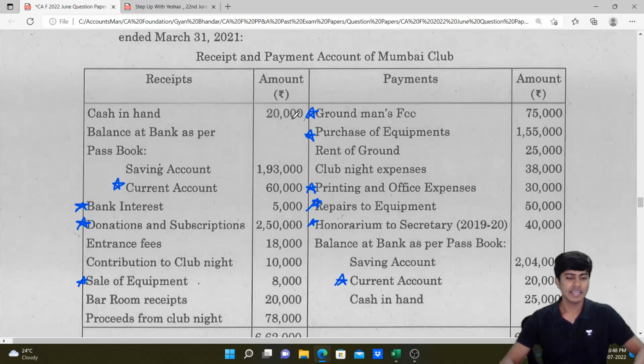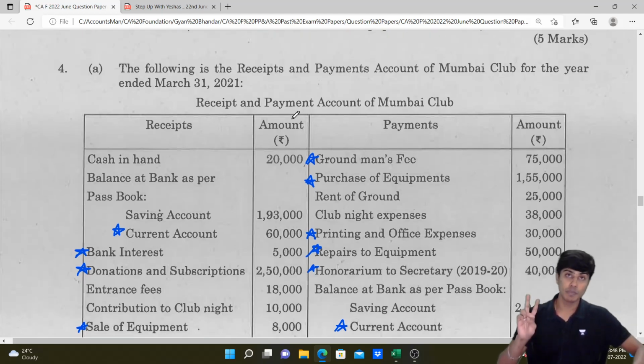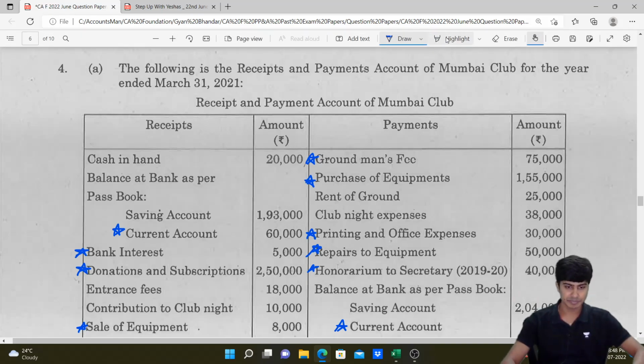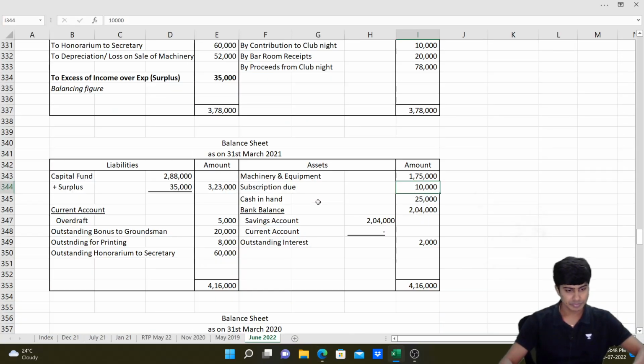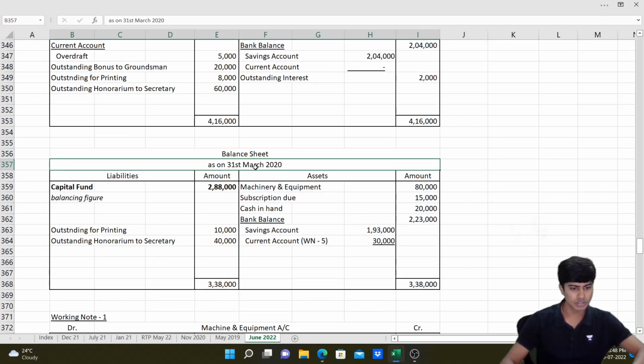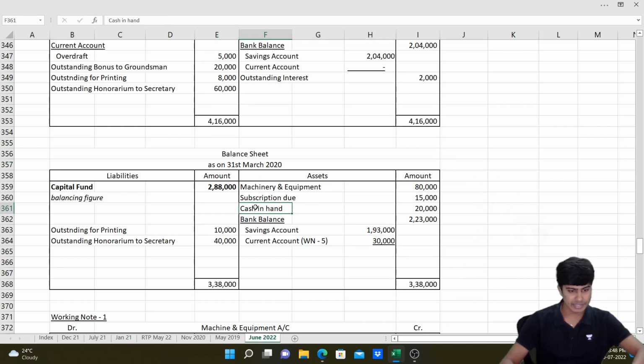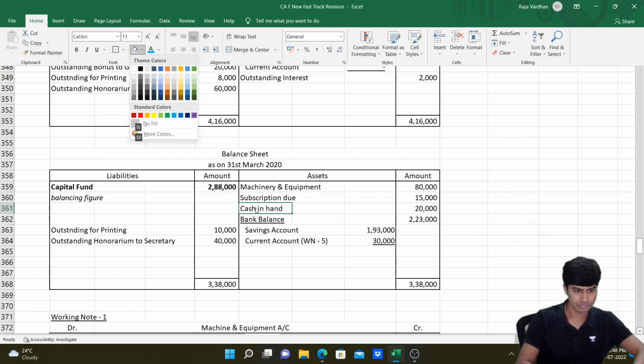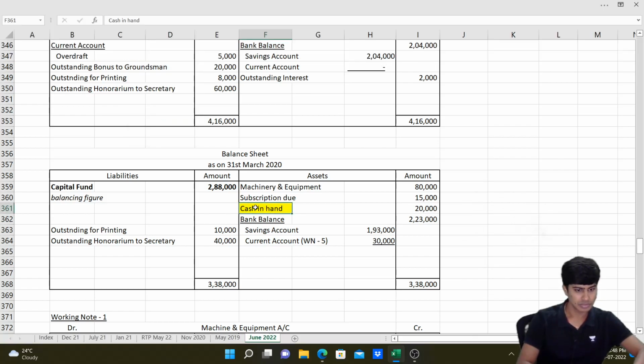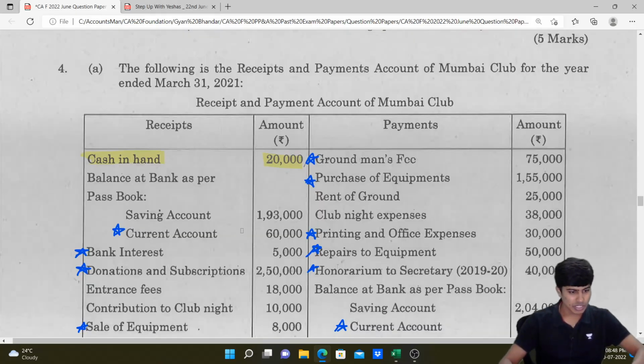So let's solve. Cash in hand 20,000. We need to prepare two balance sheets, one opening, one closing. So this would become the balance in the opening balance sheet. I'll write 20,000 in my opening balance sheet as an asset. So this is my opening balance sheet as on 31st of March 20. I'll write cash in hand as asset 20,000.